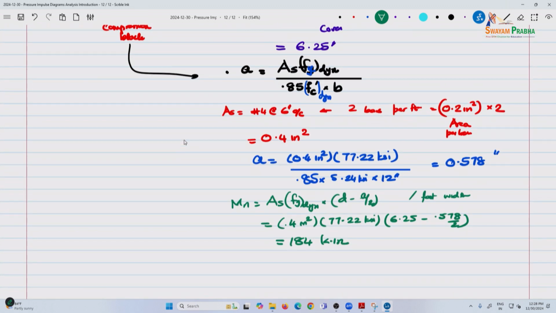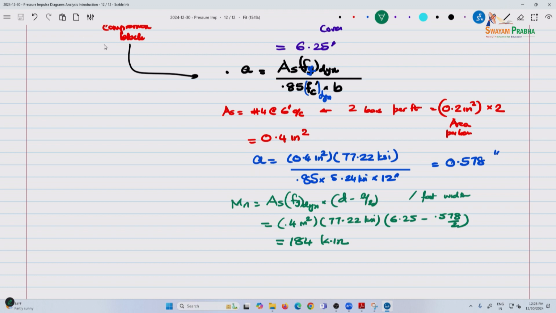The process is the same, right, to calculate Mn here also, more or less. You use the Whitney block here also. Also, there is another way to calculate the compression force. Provisions are a little different. Coefficients are different. So, the Whitney block for us, that 0.85 is the coefficient to convert that non-linear concrete to a rectangular block.